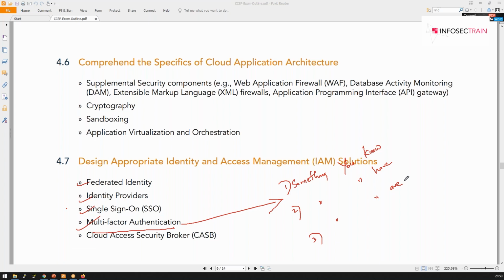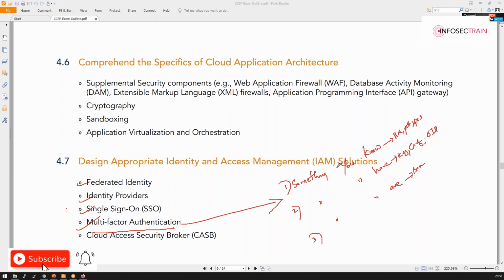Something you know means PIN numbers, or some patterns, some passwords. Something you have means key files, certificate files, OTP, etc. And something you are is your biometrics. If you want to say multi-factor authentication, you must have any two of these three. You can't have only one. At least a minimum of two of these three.